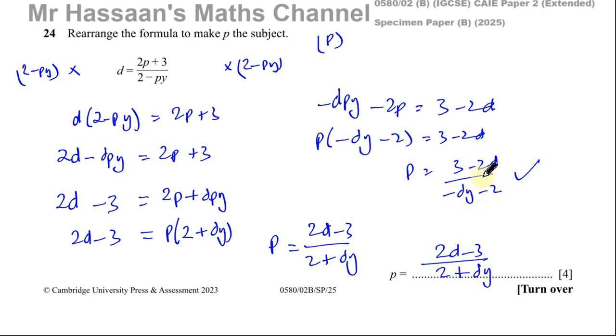It's exactly the same as this, except if you multiply both the top and bottom by minus 1, you'll get this. So both of them are correct. This looks neater, but that's also correct. That's why it says 'or equivalent' in the question. This is equivalent to that. The numerator and denominator just have to be multiplied by minus 1. Okay, so there's the answer to question number 24.